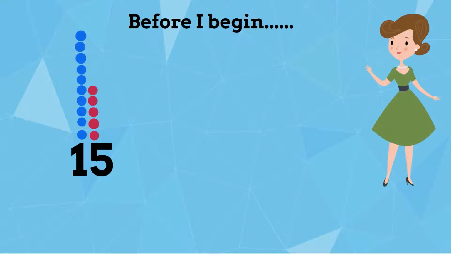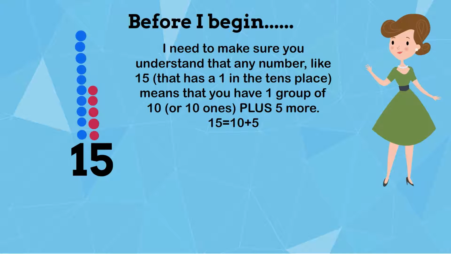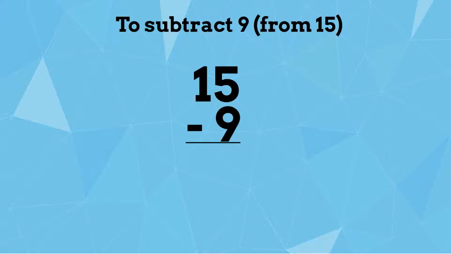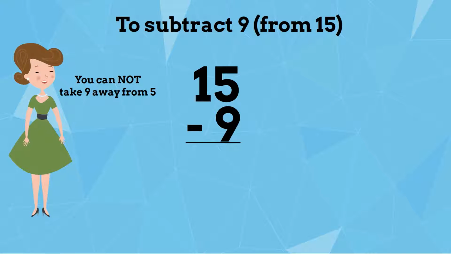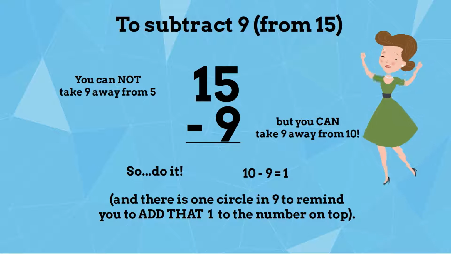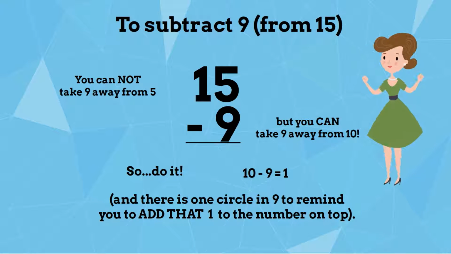Before I begin, I need to make sure you understand that any number, like 15, that has a 1 in the tens place means that you have one group of 10, or 10 ones, plus 5 more. 15 equals 10 plus 5. To subtract 9 from 15, you cannot take 9 away from 5, but you can take 9 away from 10, so do it. 10 minus 9 is 1. And there's one circle in 9 to remind you to add that 1 to the number on top.